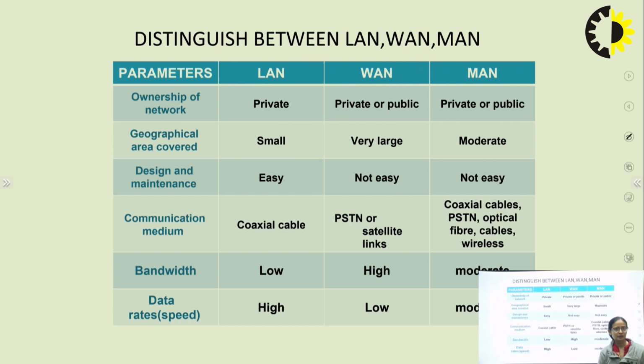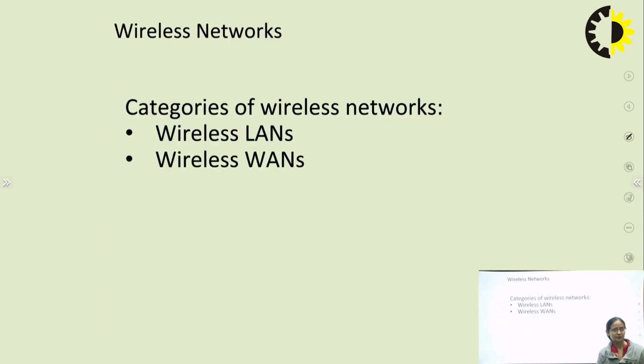Communication medium in the case of LAN is coaxial cable. For WAN, we need satellite links. In the case of the MAN, we could have coaxial, PSTN, optical and wireless communication medium. Bandwidth in the case of LAN is low. In WAN, it is very high, and in MAN, it is generally moderate. Data rate in the case of LAN is very high since the area is small. In WAN it is low, and in the case of the MAN, it is moderate.